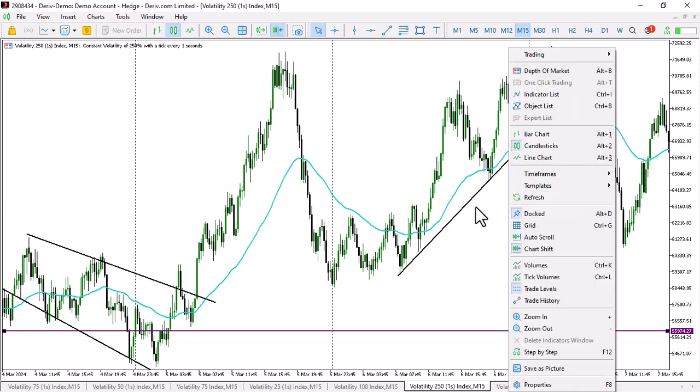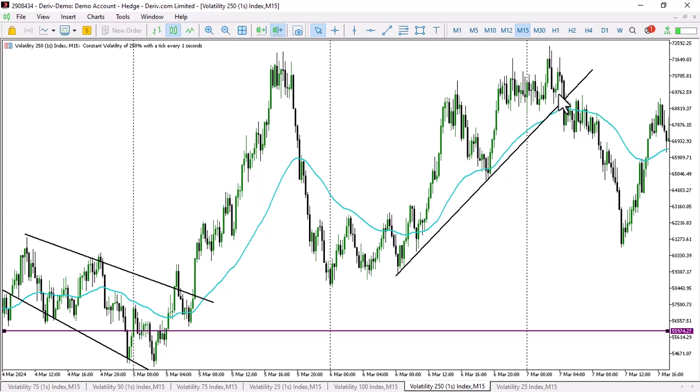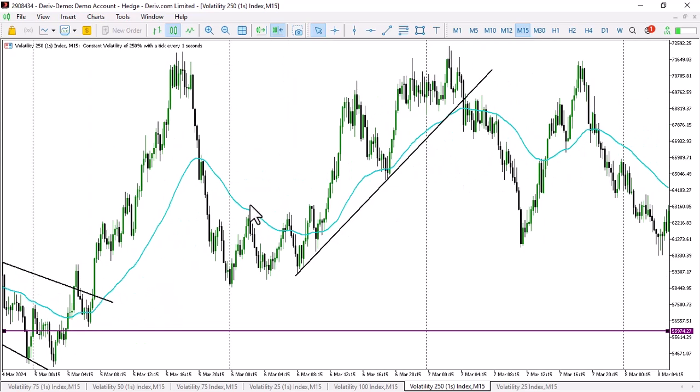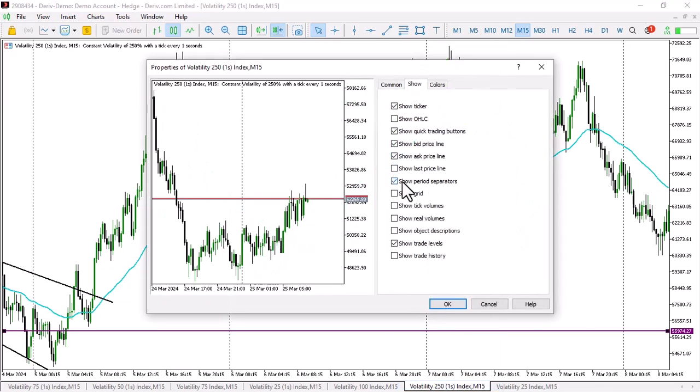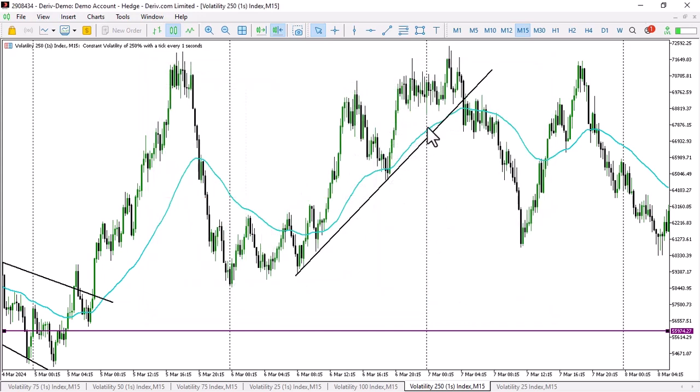So let me just show you something. You're going to be waiting for a break, but where and when? As you know, when I'm talking about all this stuff, I always give reference to my period separators, these lines that you can see. How do you put these lines? Just right click, go to properties, and tick here, show period separator. This is the line.